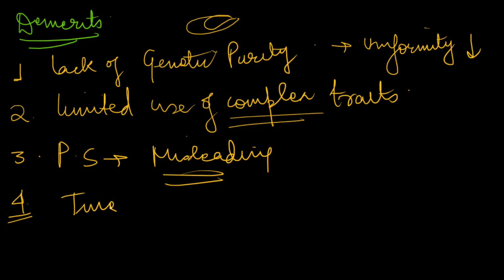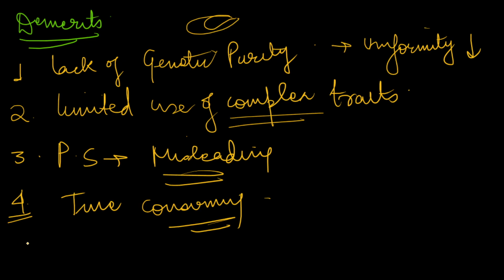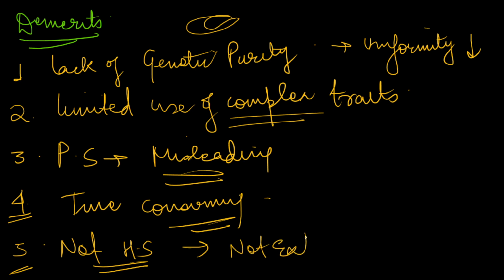It is also time consuming, because here we require multiple generations. We are bulking the seeds through multiple generations to get stable results. So it takes a lot of time, and it is not suitable for hybrid seed production, because it does not exploit heterosis. They can maintain heterosis, but exploiting heterosis is very difficult for them.